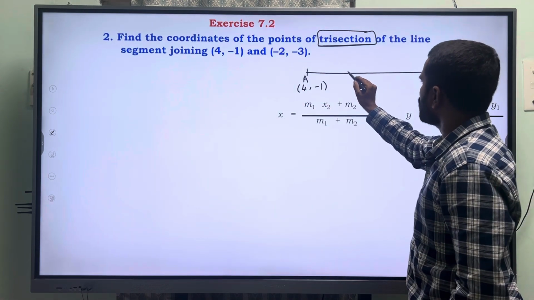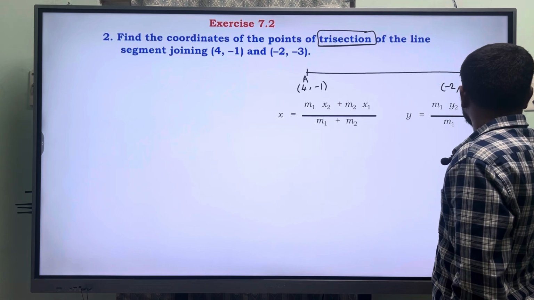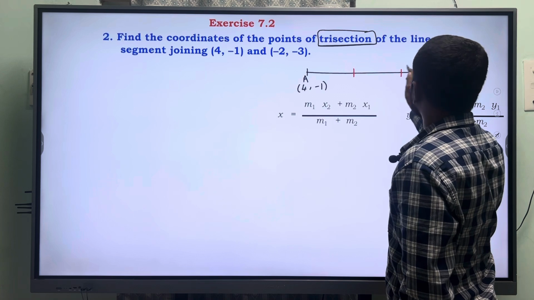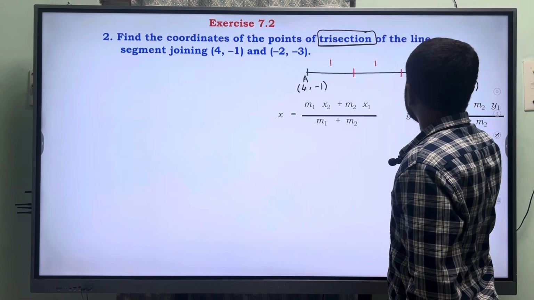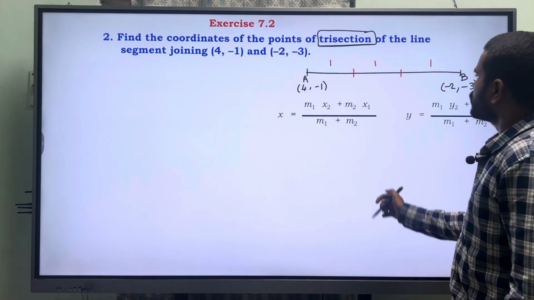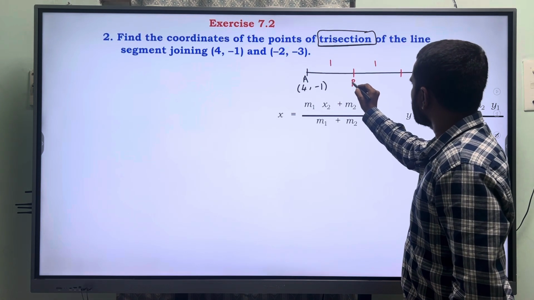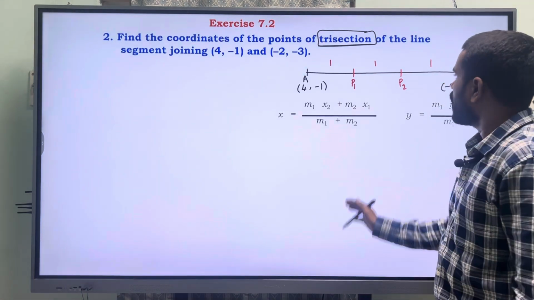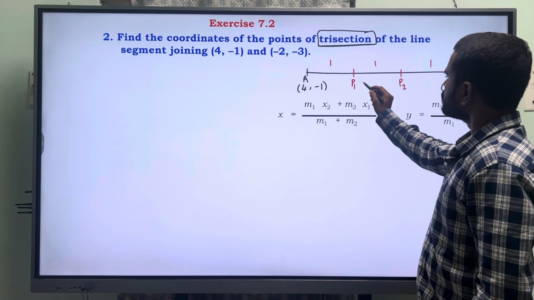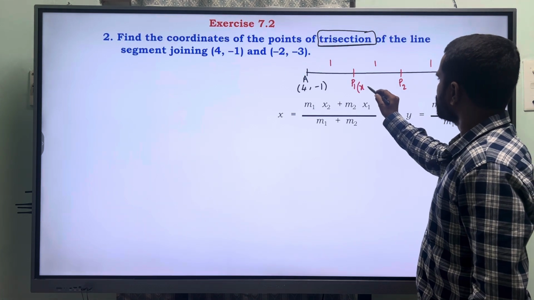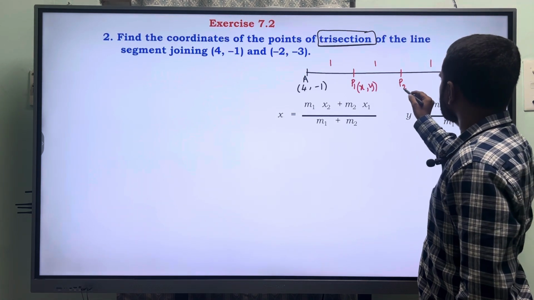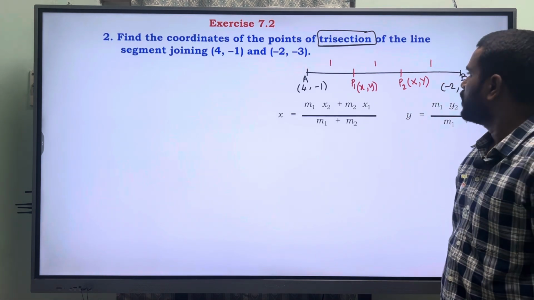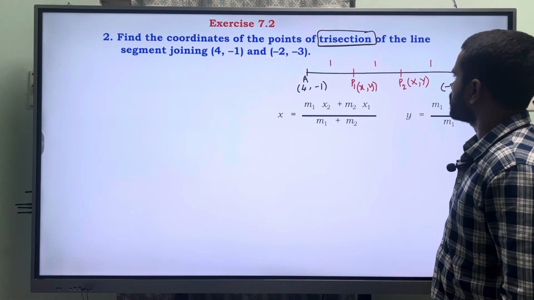Trisection is. So suppose, see here, 1, 2, 3. This one part, this one part, this one part. These 3 equal parts it's divided. So I need to find the points P1 and the point P2. If I want to find these points, how I will do is, see here, let us suppose this as x comma y small and this as capital X comma capital Y for differentiation. Okay. Now I need to find these two coordinates.